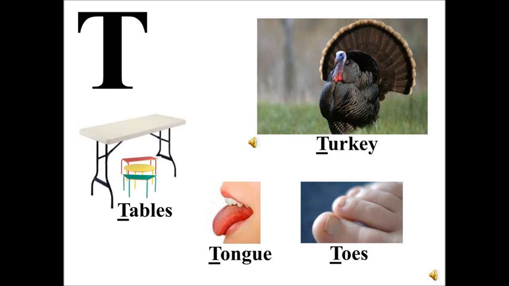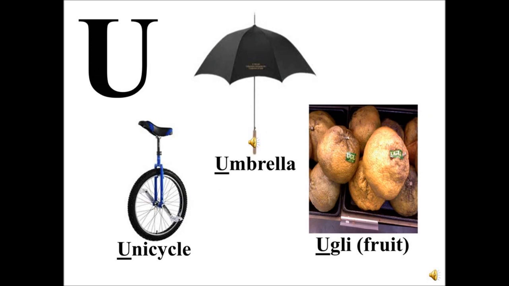What is that alphabet letter? That is the alphabet letter U. And the alphabet letter U is a somewhat difficult sound, so we'll just move forward. These are U words. Unicycle. That's a picture of a unicycle. It's not a bicycle, because a bicycle has two wheels. A unicycle only has one wheel. Unicycle is a U word.